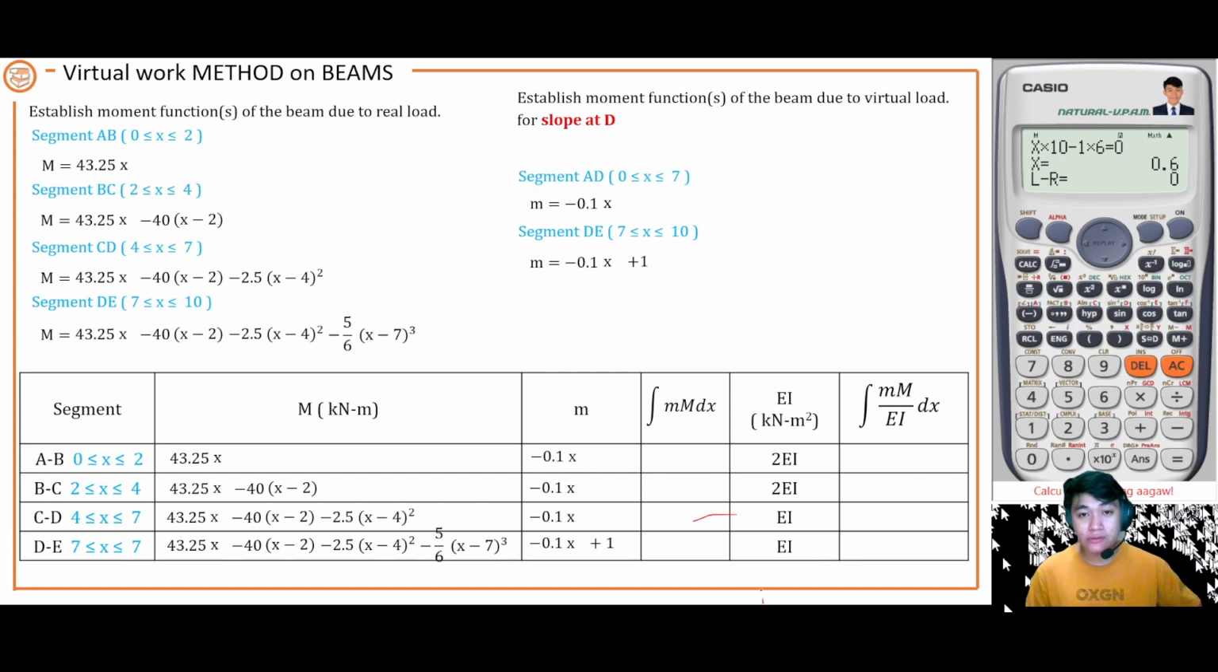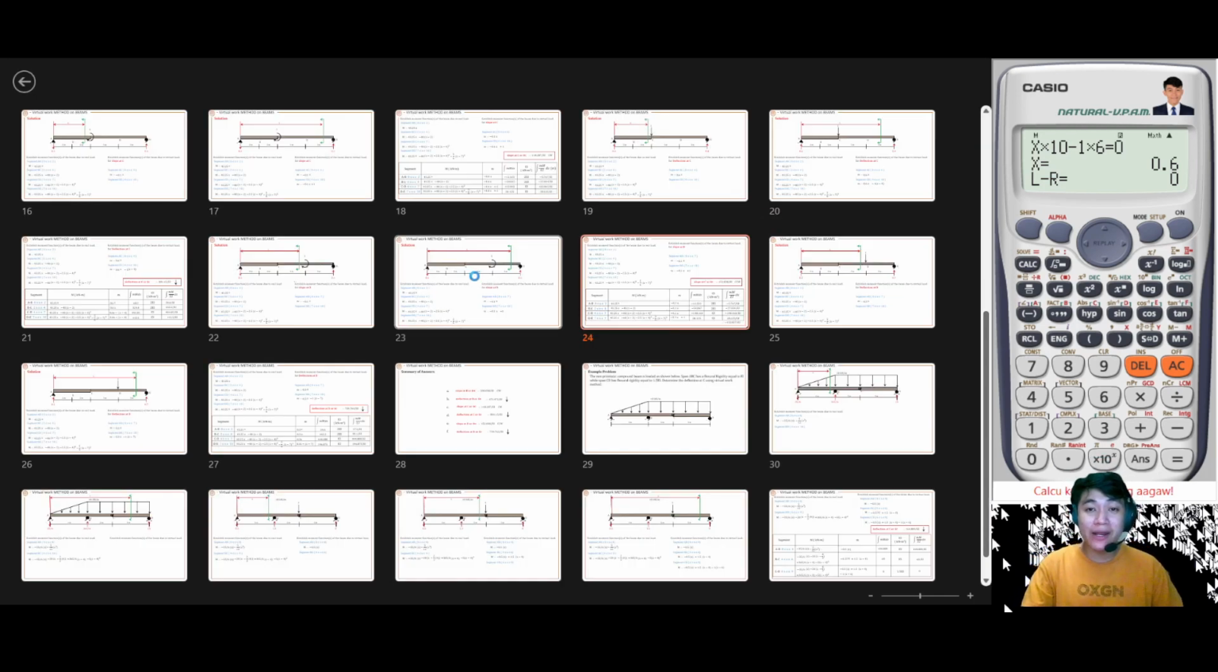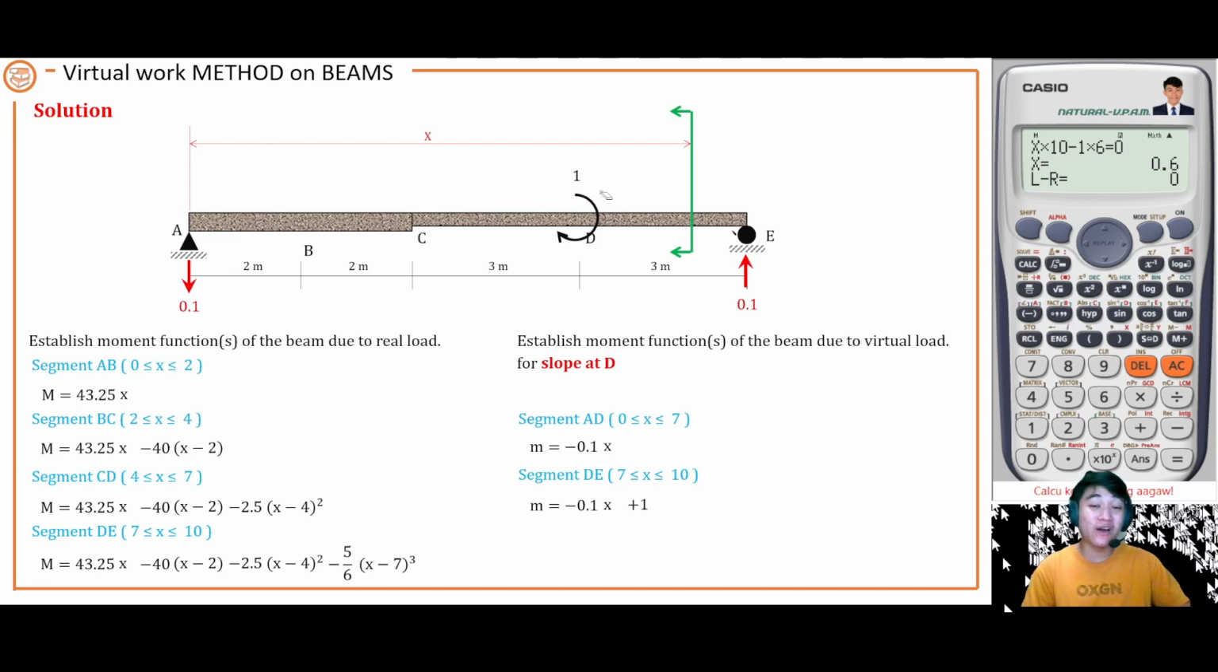Okay, so negative 0.1 plus 1. And then, perform this, evaluate this. So this value multiplied to this value using your calculator, and the limit is 0 to 2. Answer, and then answer, and okay, then divide by 2, and then divide by 1, divide by 1. Okay, then adding this will give you a negative 152.837. Again, at slope at D, solving slope at D, we apply a concentrated virtual clockwise moment.